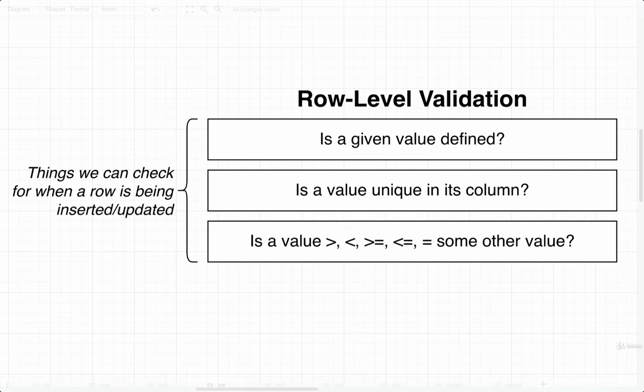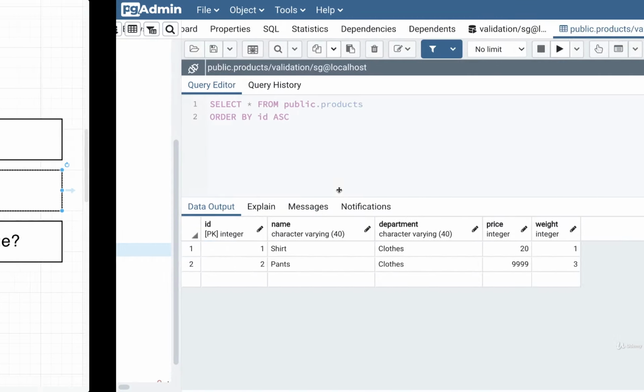In this video, we're going to take a look at how to add in another bit of row-level validation. So in this case, we want to figure out how we can make sure that a value inside of a column is unique. Let's take a look at an example of what this would look like just to get started.